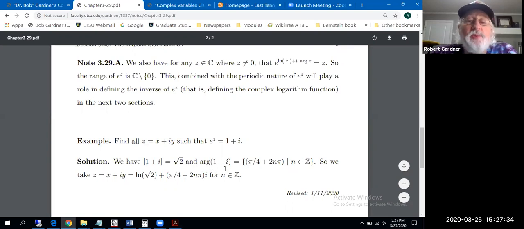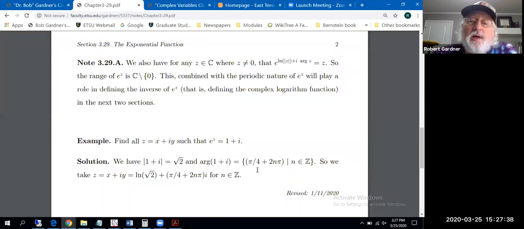The lowercase a argument of 1 plus i: it's in the first quadrant. It has a reference angle, to use the trig terminology, of pi over 4. That's the principal value of the argument, to use our terminology. And then, of course, we can add the multiples of 2 pi to that. So we get the lowercase a argument to be the set pi fourths plus 2 n pi, where n can be any integer.